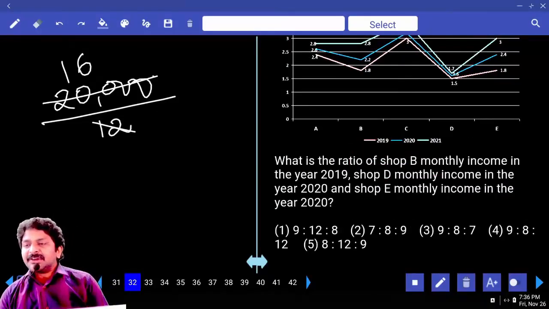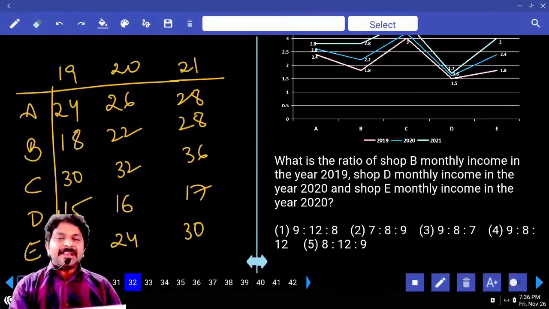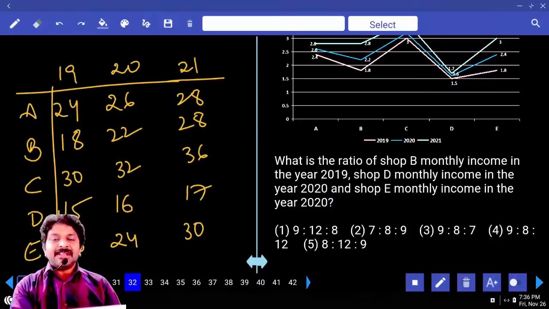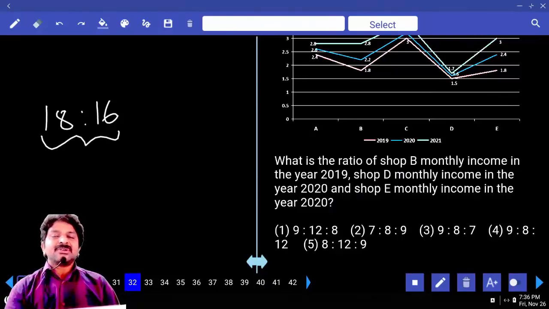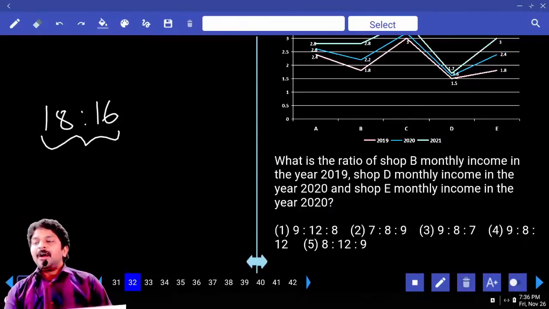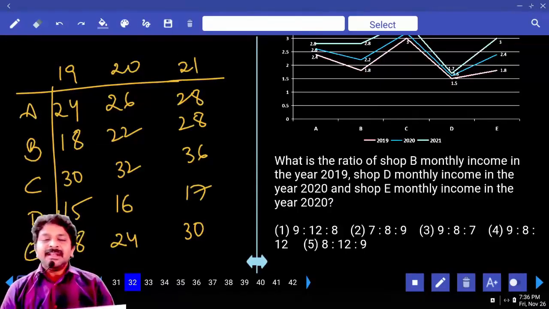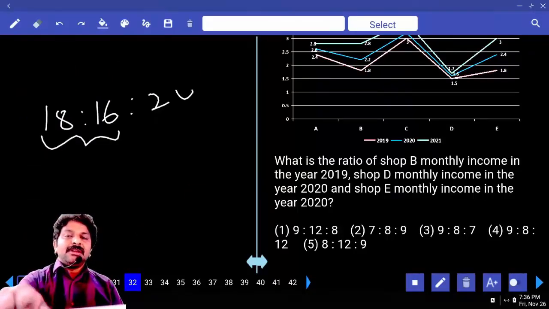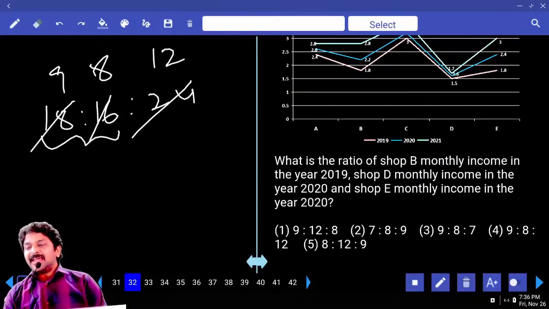Final question: what is the ratio of shop B monthly income in the year 2019? B's value is 18. D in 2020, D 2020 is 16. So far it is 9:8, right? How many such options are there? 2 are there, so we definitely need the third number also. E in 2020 is 20. So 9 times, 8 times and 12 times: 9, 8, 12, the fourth option.